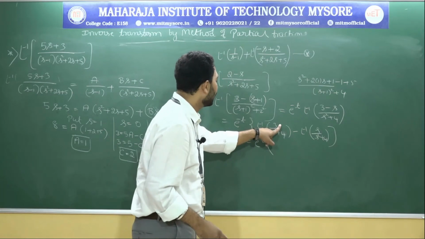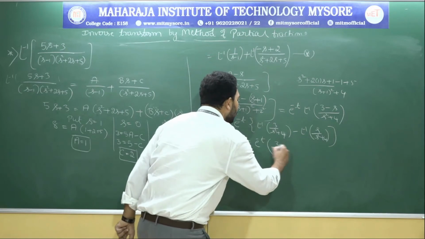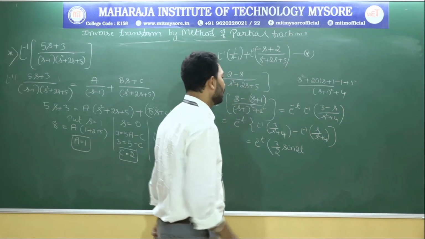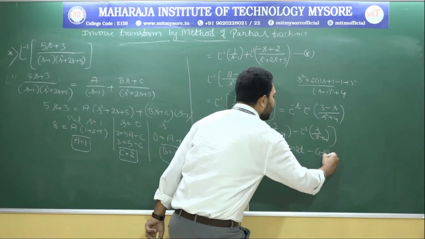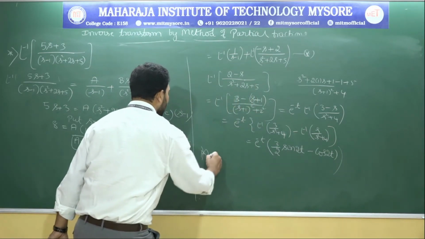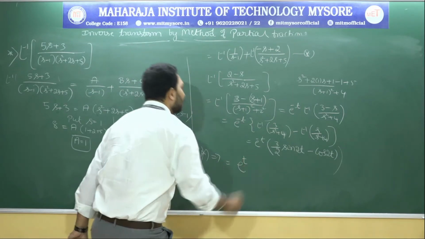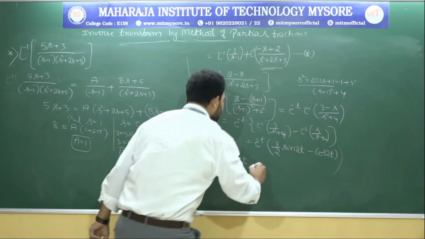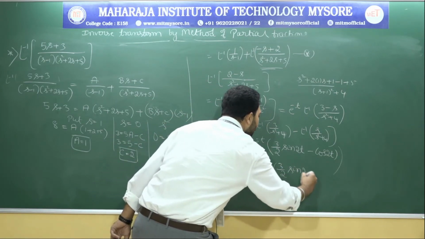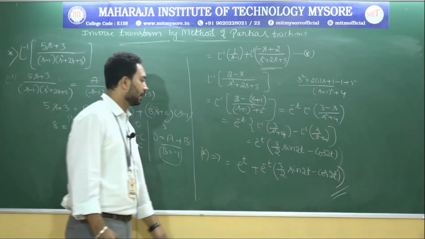I require 2 in the numerator, so multiply and divide by 2. We will get 3 by 2 into sin 2t minus cos 2t. So star becomes L inverse of 1 over s minus 1, which is e power t, and for the other part we have this answer, e power minus t into 3 by 2 into sin 2t minus cos 2t.